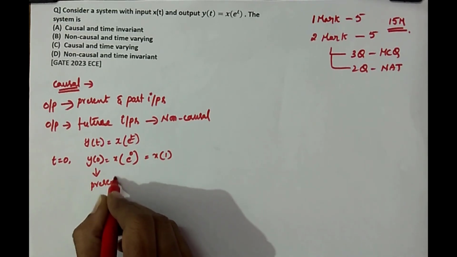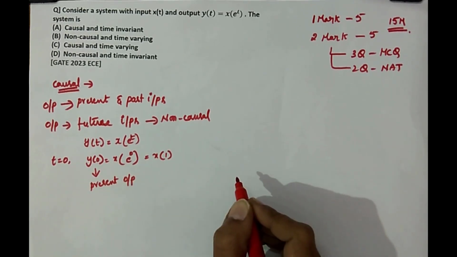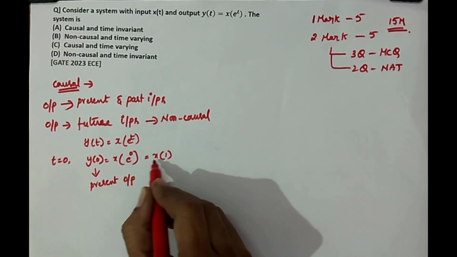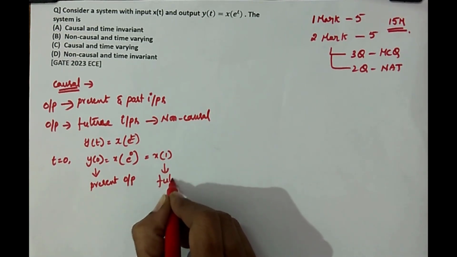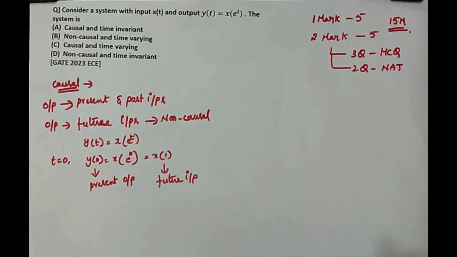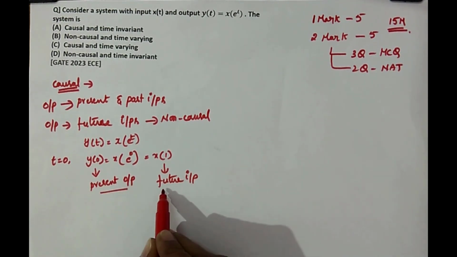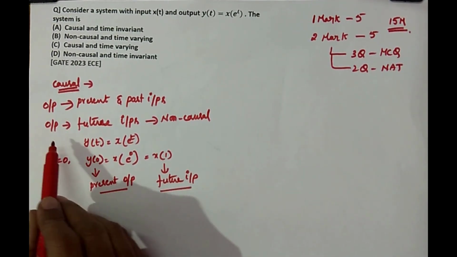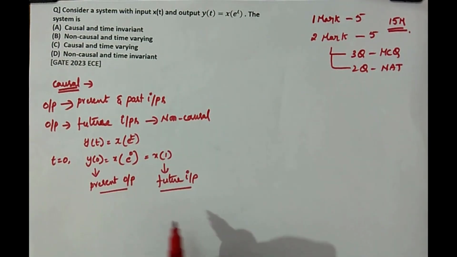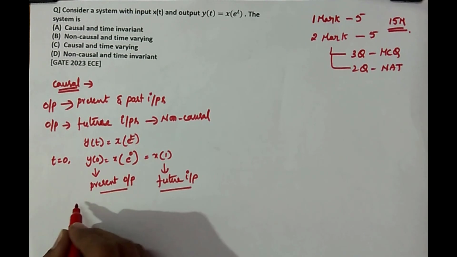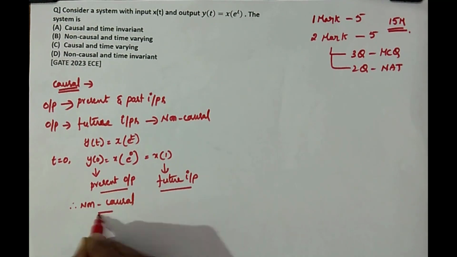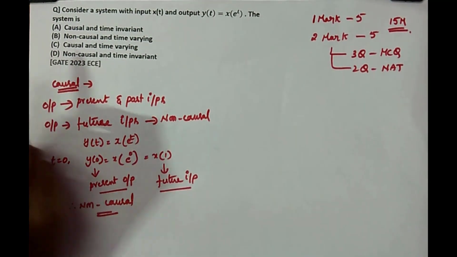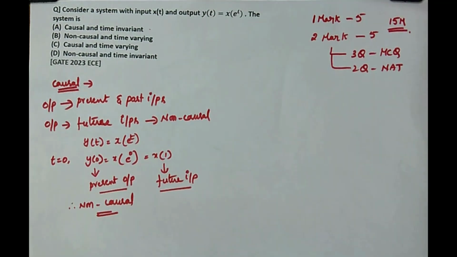What is this y of 0? Present output. What is x of 1? As 1 is more than 0, you have to consider this as future input. So as present output depends on future input, according to the definition of causal and non-causal systems, the system is said to be non-causal. So the options A and C are not correct. So now we have to check for B and D.